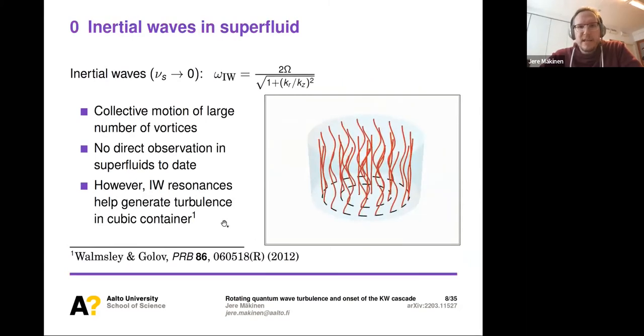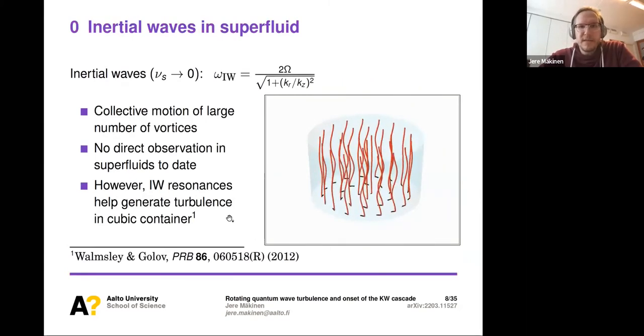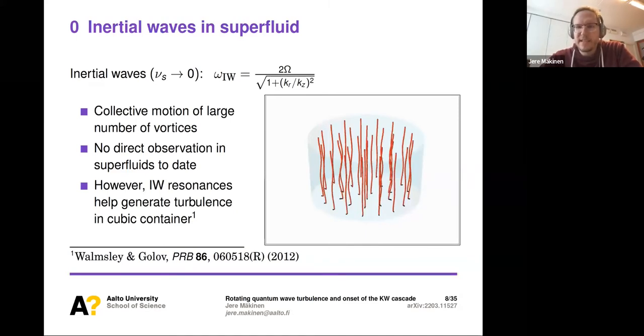Okay, so what are inertial waves and Kelvin waves then? Inertial waves in superfluid, as shown in this movie, are essentially a collective motion of a large number of vortices where they act in phase, creating a three-dimensional large-scale flow field. They have been observed in classical fluids, but I don't know of any direct observation in superfluids to date. However, there are some measurements where inertial wave resonances have been shown to help in generating turbulence in a cubic container, for instance. So they should exist also in the superfluid sample.